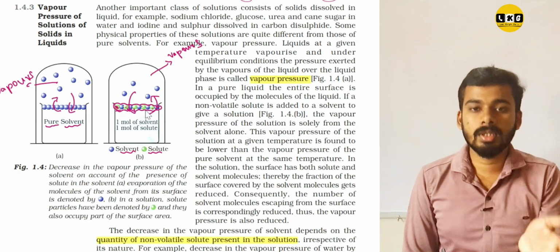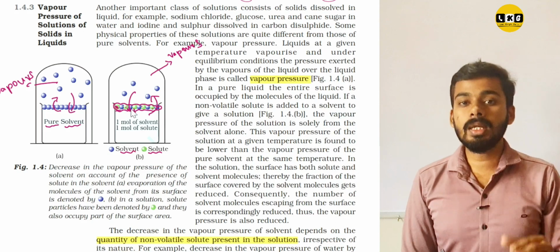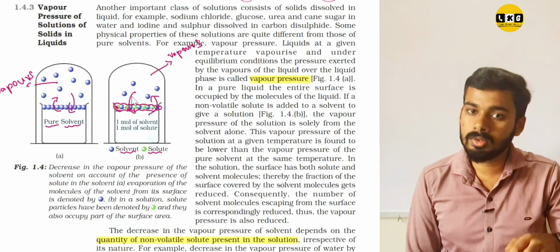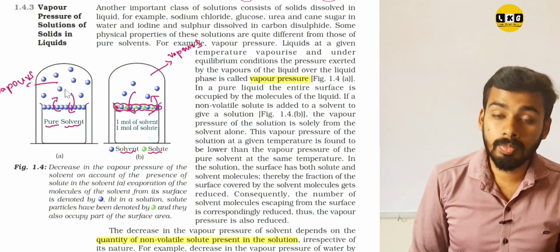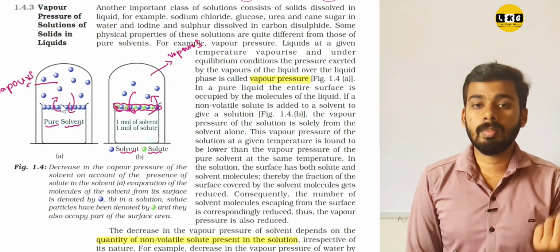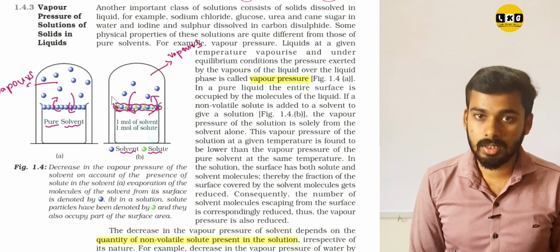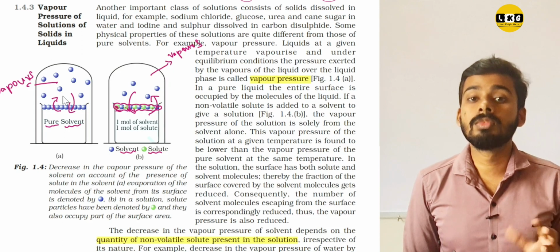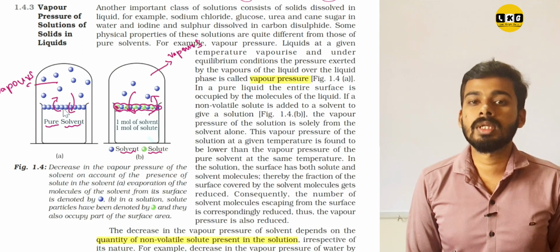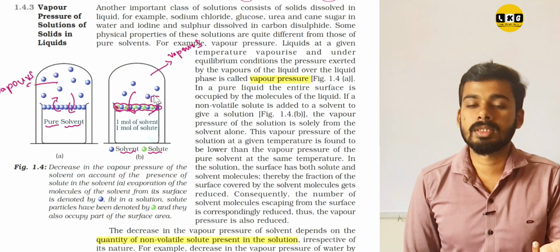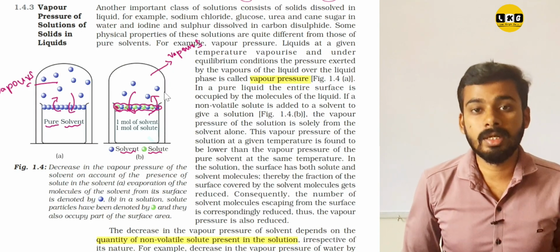If fewer are going, then fewer will be coming back. So ultimately the vapor pressure, the pressure exerted by the vapor, also gets reduced compared to the pure solvent. This is the reason why pure solvent has more vapor pressure compared to the solution. Vapor pressure in pure solvent is more because more and more vapors are available, but here fewer vapors are available, less pressure is there, therefore vapor pressure is reduced here.